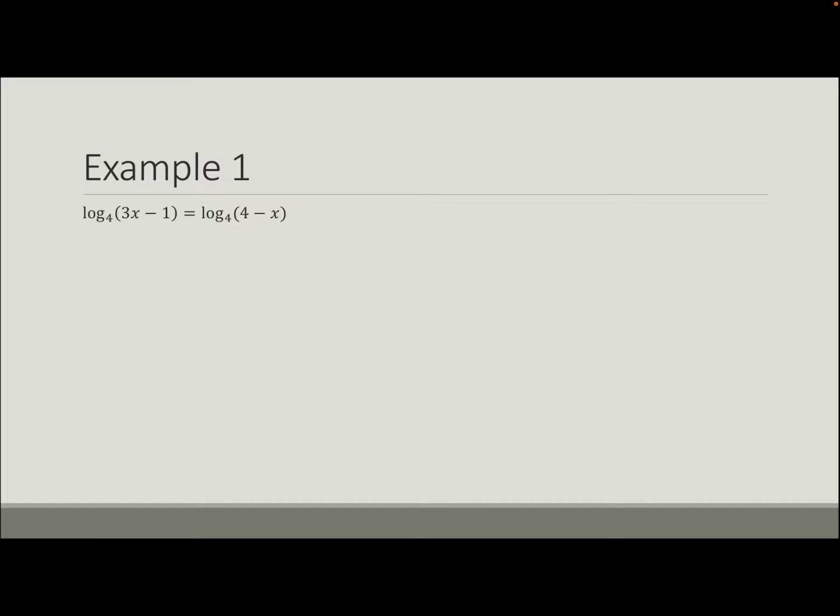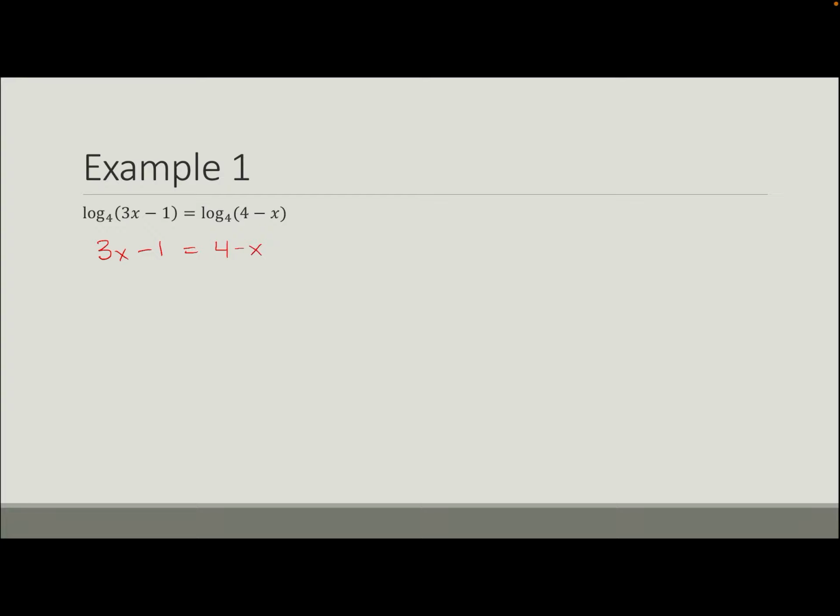So our first example is log base 4 of 3x minus 1 equals log base 4 of 4 minus x. In this case, we have a log on each side, but they're already condensed, meaning we have one log on each side. So since these two logarithms are equal, then 3x minus 1 is going to just equal 4 minus x. We can just ignore the logarithms because the inputs have to be equal.